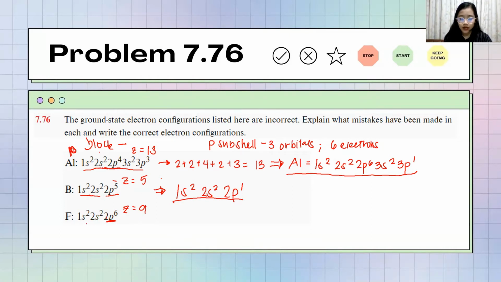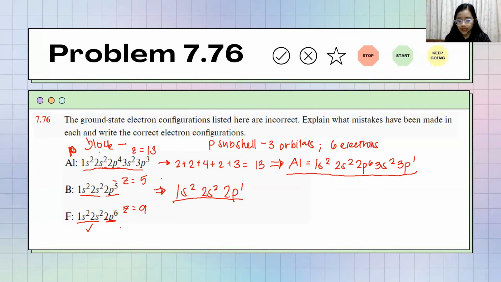If we check the s subshell, this is correct since the s subshell can hold up to 2 electrons. So 2p6 is the problem.